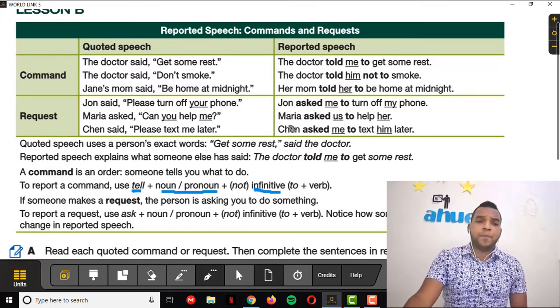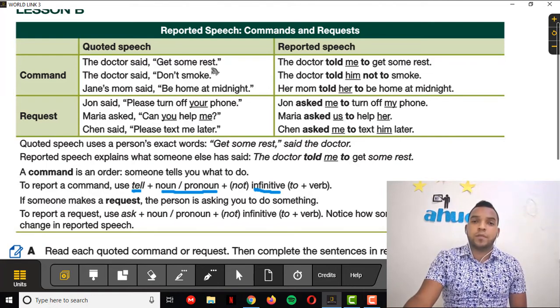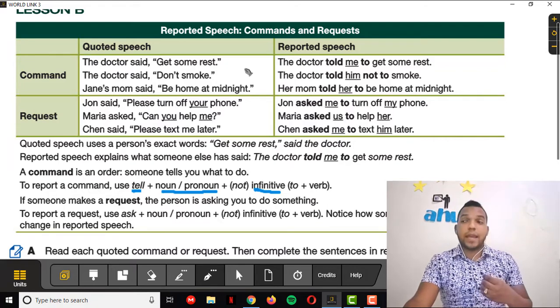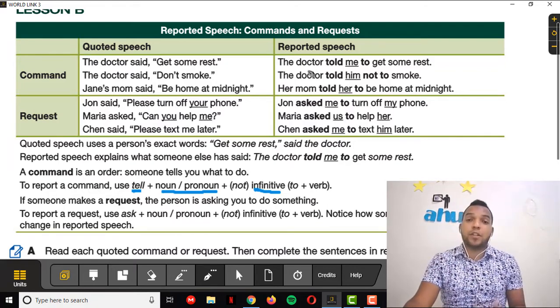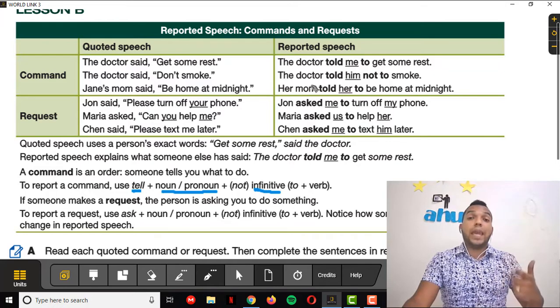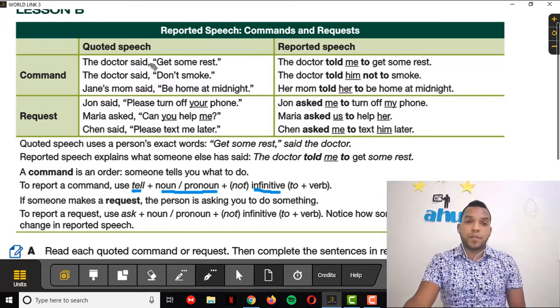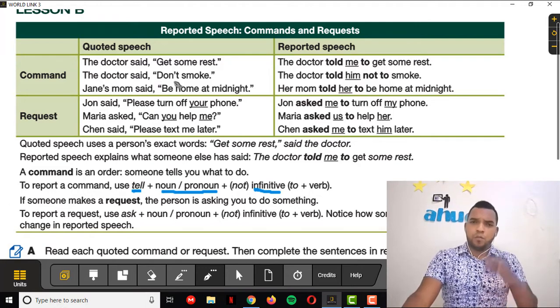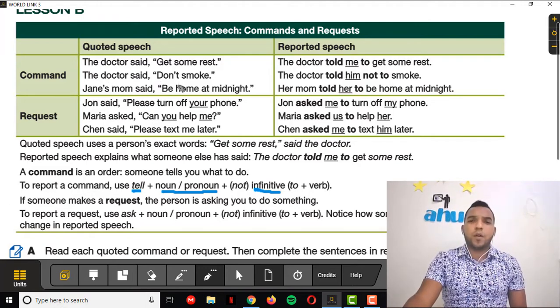So if I say in a reported speech, look at this sentence. The doctor said, get some rest. So if I am reporting this, I am saying to another person, the doctor told me to get some rest. If it's in the negative, the quoted speech, the doctor said, don't smoke. So in the reported speech, I have to say, the doctor told him not to smoke. Okay?